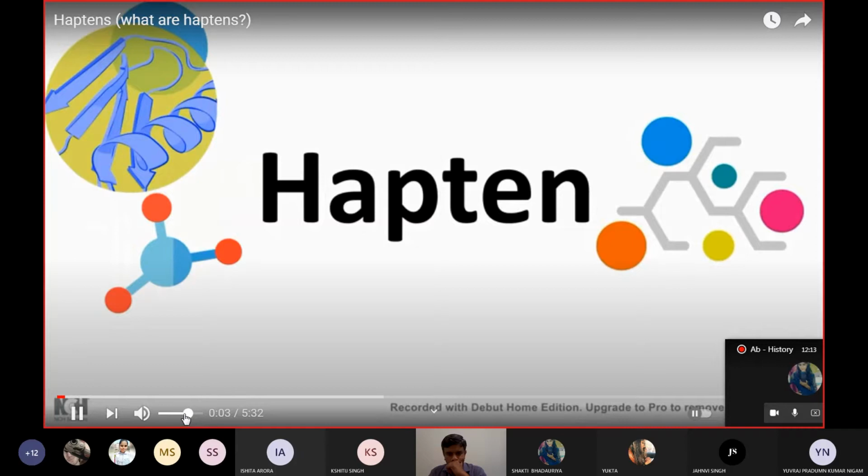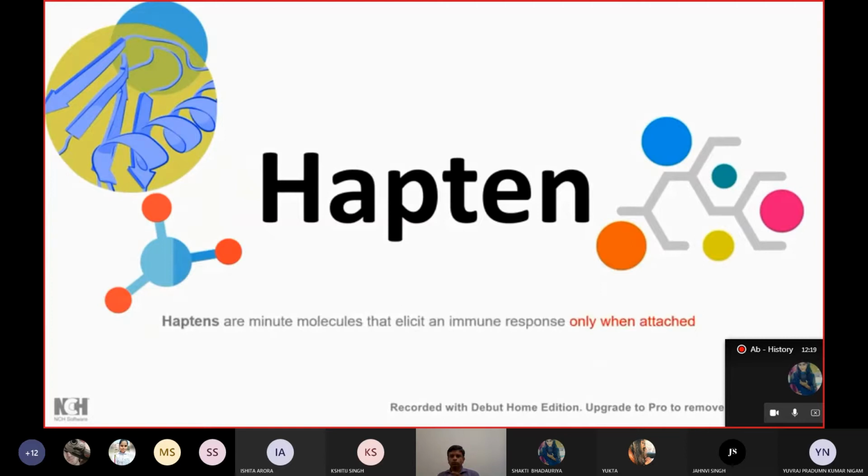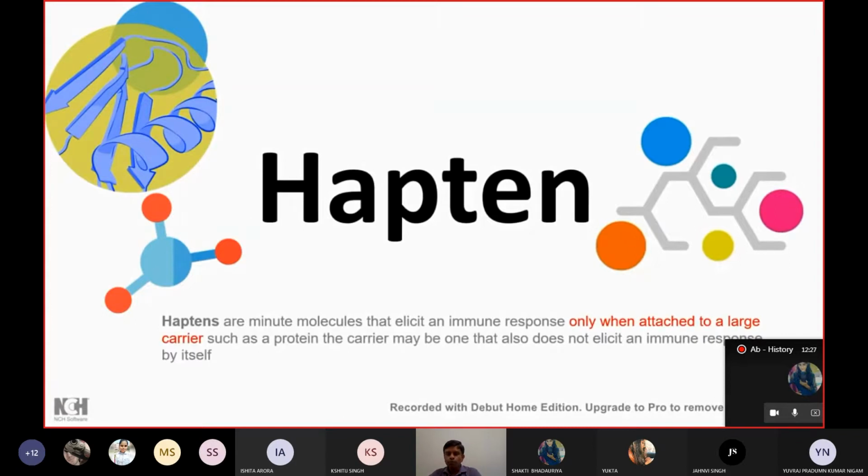In this video, we'll talk about haptens. Haptens are small molecules with relatively simple chemical composition, which are not immunogenic. They cannot by themselves create an immune response, but they might create an immune response when they're attached or conjugated with a carrier. Point to be noted that the carrier might be immunogenic itself or might not be.